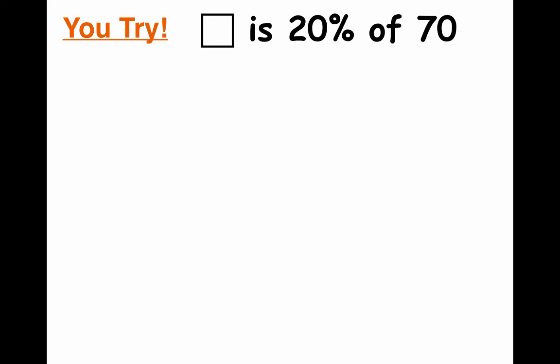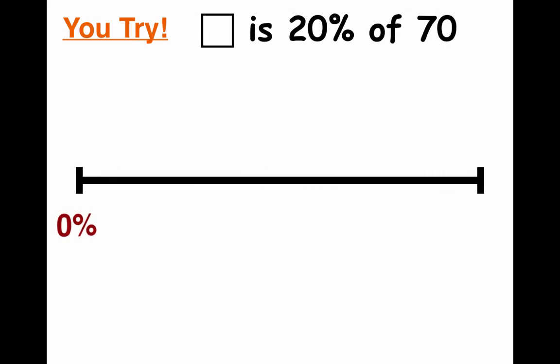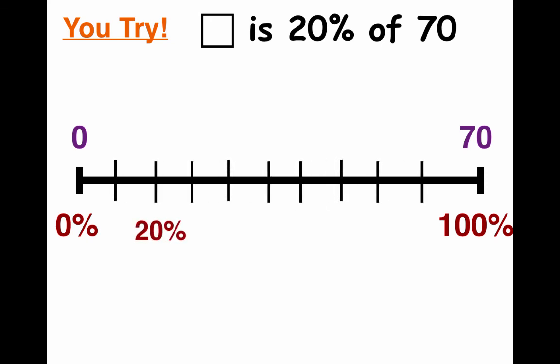These are pretty challenging questions, so I'm curious to know if you did okay on this. Here is your double number line. The percents are going to go 0 to 100. We want 20% of 70, so I'm going to imagine 70 is at the end of my number line and 0 is at the start, of course. If it's 20%, I think I'm going to count by tens. 10, 20, 30, 40, 50, 60, 70, 80, 90, 100.